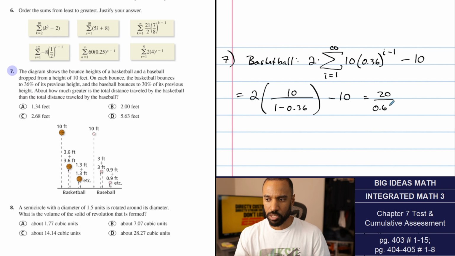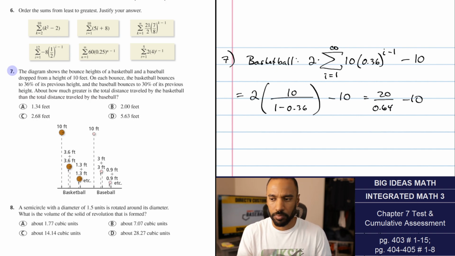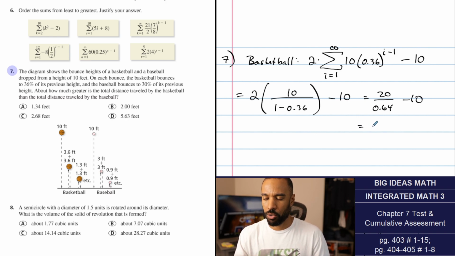This is over 0.64, then minus 10. I'll let the calculator do the rest. 20 divided by 0.64 minus 10 is 21.25. So it's going to travel a total of 21.25 feet overall.